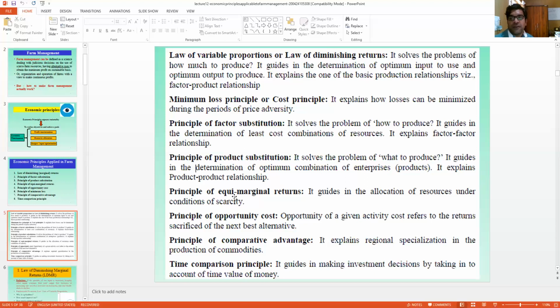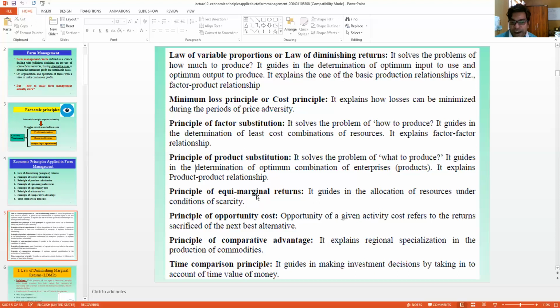What is MVP? Marginal value of product. What is the formula for it? Delta TVP upon delta X: the additional change in total value product to the additional change in input. So here we have the principle of equi-marginal returns. What is equi-marginal returns?